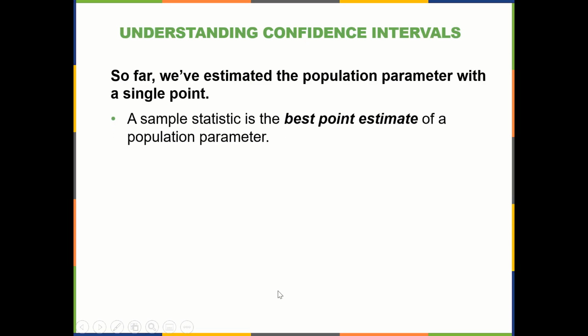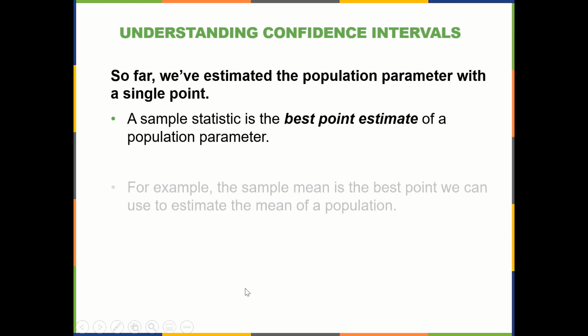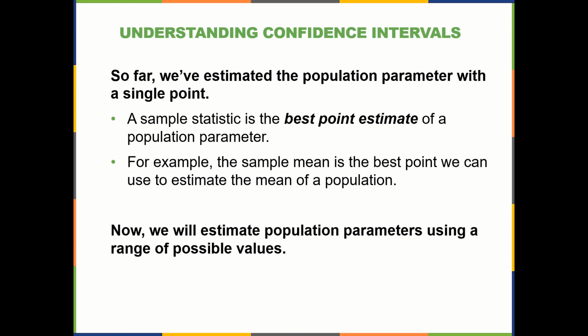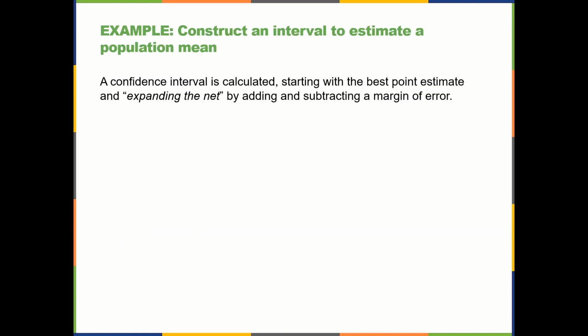So, a sample statistic is the best point estimate of a population parameter. For example, the sample mean is the best point we can use to estimate the mean of a population. Now we'll learn how to estimate population parameters using a range of possible values called an interval estimate, and we call it a confidence interval because we can change the size of the interval estimate based on how confident we decide we need to be.